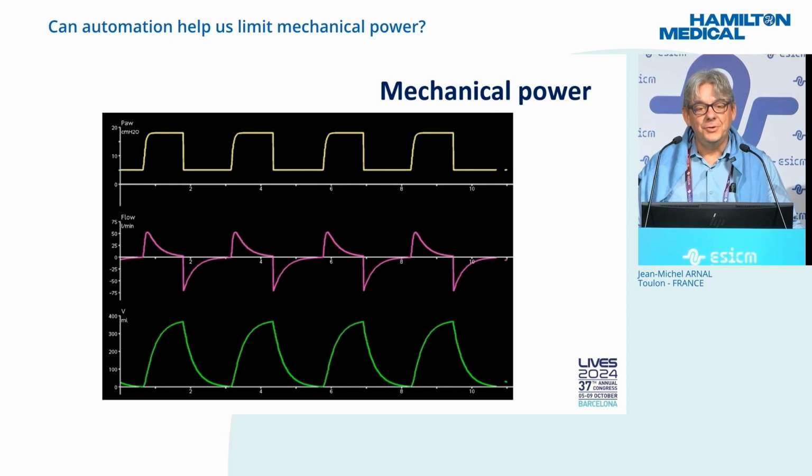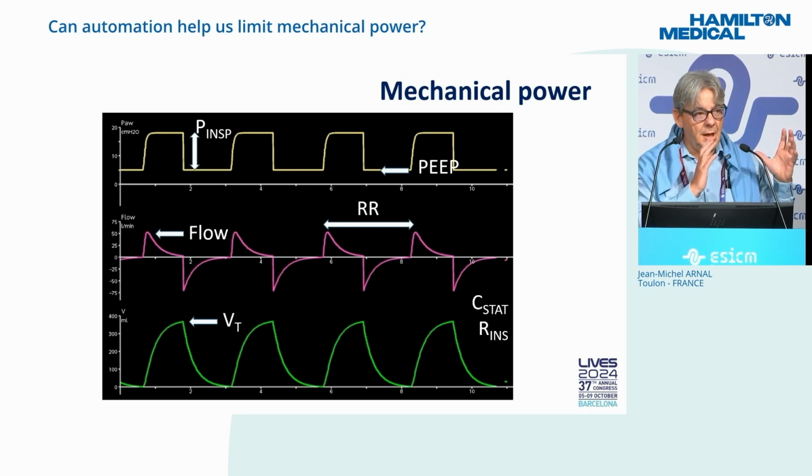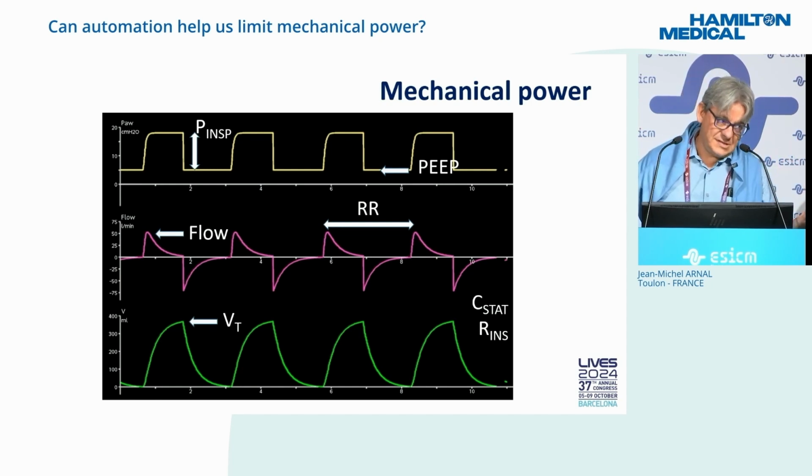So as mentioned by Luigi, mechanical power is an index that aggregates all the ingredients of the recipe or the components of the mechanical breath, namely the inspiratory pressure, the PEEP, the tidal volume, the flow, the respiratory rate, but also takes into account the lung status. And this is why I think it's interesting, because in the same index, you have the lung status and you have the ventilator settings. And we all know that VILI results from a lung at risk of VILI with settings at risk of VILI. So it's a combination of both.